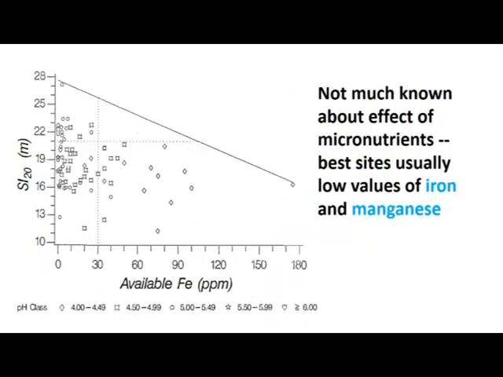There's very little known about the effects of micronutrients, but we do know that the best sites usually have low values for iron and manganese. And I think, again, this is due to drainage. So you tend to have higher levels of iron and manganese on sites that are very poorly drained.